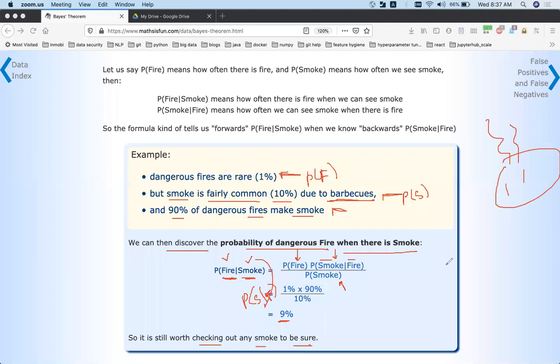What we already know is whenever there is a fire, there will be smoke, 90% of the times. Generally fires occur at a 1% chance. And generally there is smoke, which is actually 10% because of the barbecues, something like that.